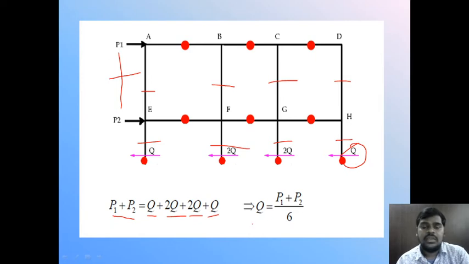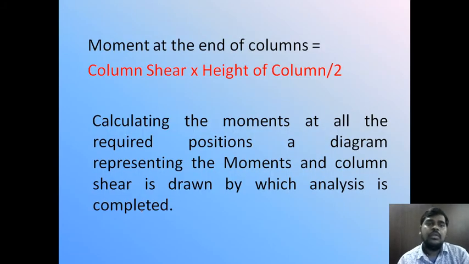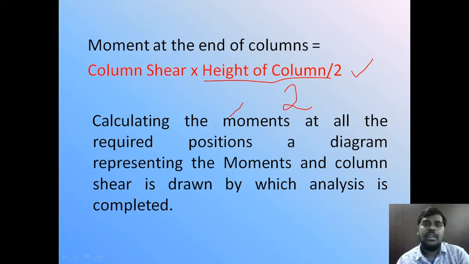So Q is nothing but (P1 + P2) / 6. If we have one more floor downwards to consider, and if it is P3, we have to consider P1 + P2 + P3, and we have to add the forces of that column shear only. So the moment at end columns is given by column shear into height of column divided by 2. This is a small mistake, it is the height of the column divided by 2, that means column shear into height of column divided by 2.